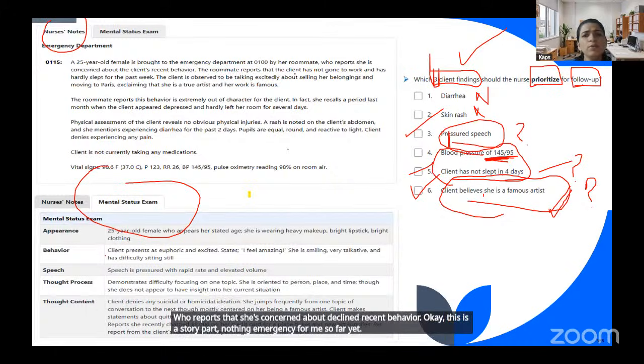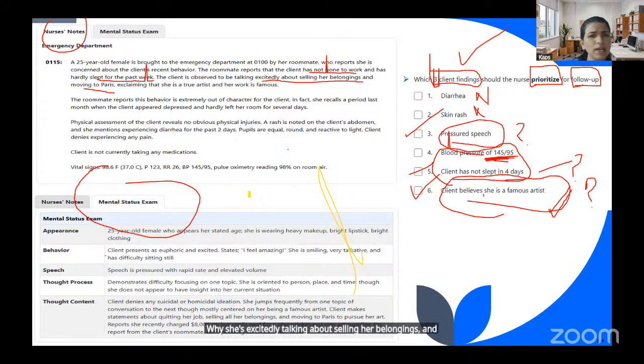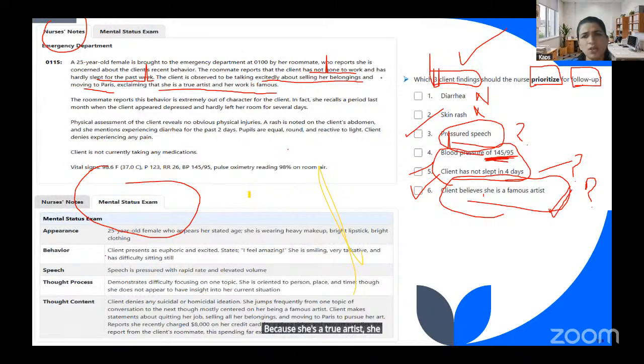The roommate reports the client has not gone to work. Okay. And also has hardly slept for the past week. Okay. And is observed to be talking excitedly about selling her belongings. Why is she excitedly talking about selling her belongings and wanting to move to Paris? Hmm. Because she's a true artist, she said. Question mark. What's going on in here? Seems like a mental health case, right?